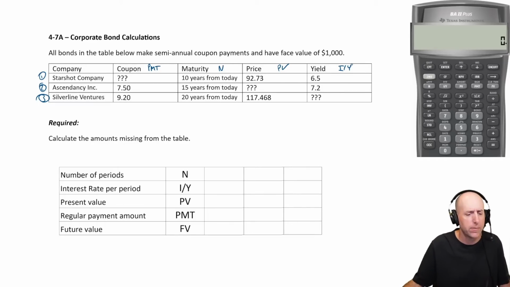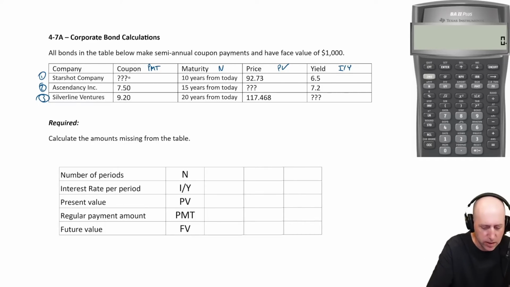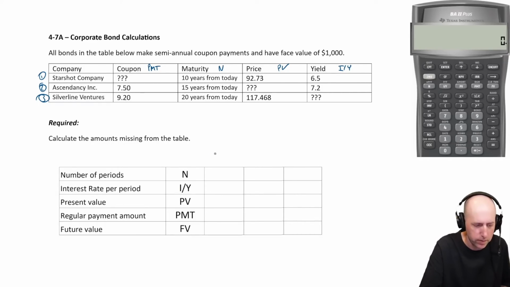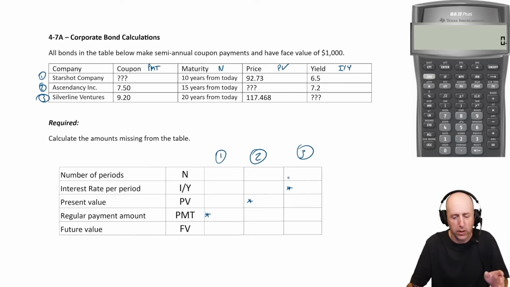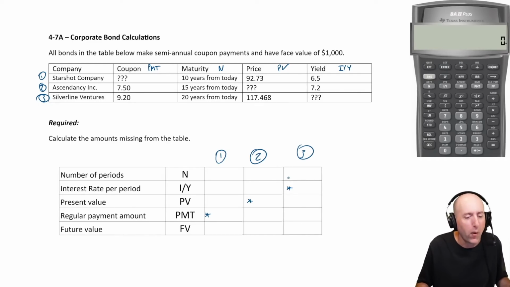So we're asked to fill in the missing information. Starshot, we'll call company 1, then company 2, company 3. Starshot is missing the PMT. Company 2, Ascendancy, is missing the PV, the price, and company 3 is missing the yield. The starred things are what's missing. Everything else we should know about these companies. It's always one thing missing in these finance questions, and here it's very plain which one is missing. We can compute it though.